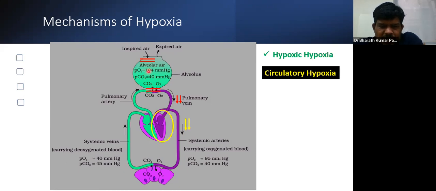If you see, the left side of the heart is actually responsible for sending the oxygenated blood to the peripheries through the systemic arteries. So whenever there is a problem with the pump, that is the heart, and it cannot send blood to the peripheries, or whenever systemic vascular resistance is decreased significantly, wherein there is stasis of the blood and it cannot carry the oxygenated blood further, it is called circulatory hypoxia or stagnant hypoxia.